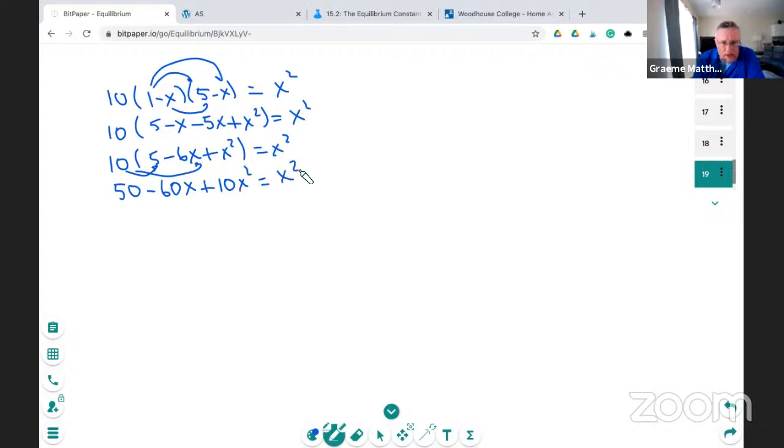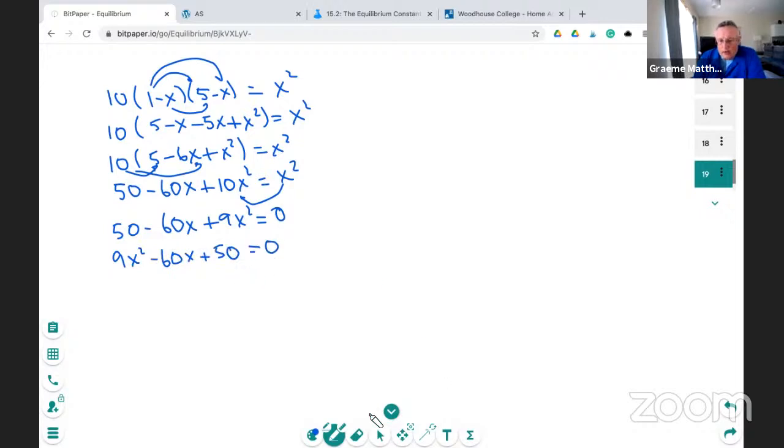And then I now need to bring this over here, because I need this to be 0. And so I've got 50 minus 60x plus 9x squared is equal to 0. Now I just need to rewrite this. And so wouldn't this be 9x squared minus 60x plus 50 equals 0?